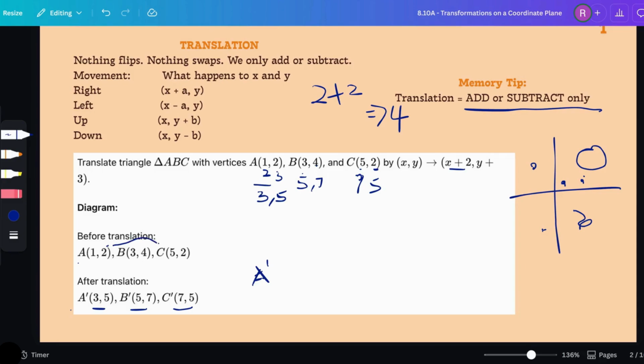That is, we are only adding. You might also be asked to subtract. When you add to the x-axis, that means the shape is moving to the right. When you subtract from the x-axis, that means the shape is moving to the left. When you add to the y-axis, the shape is moving up. When you subtract from the y-axis, the shape is moving down. It will only change location. It will not change size, it will not flip, it will not swap. So that is what translation is about.